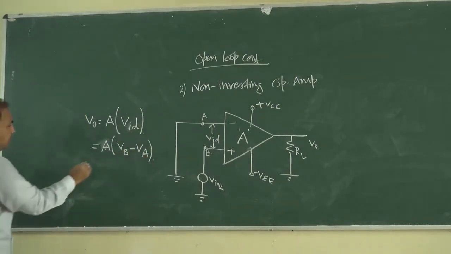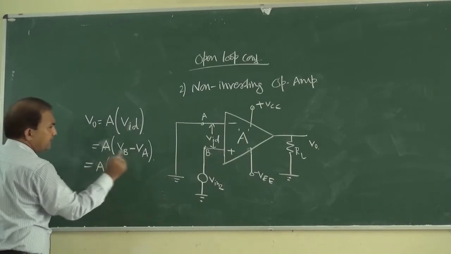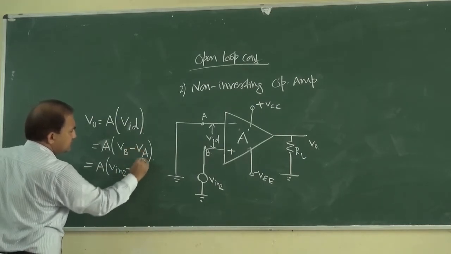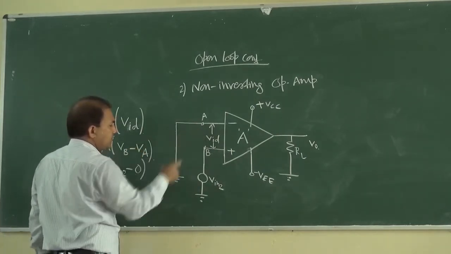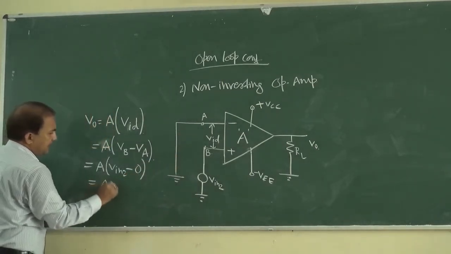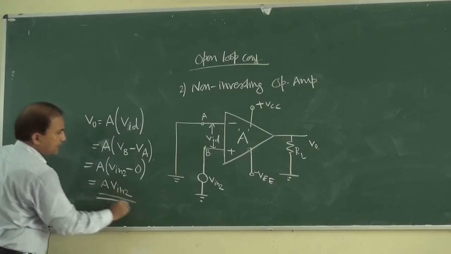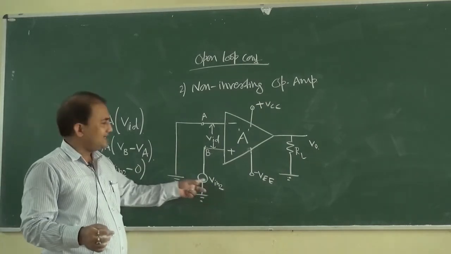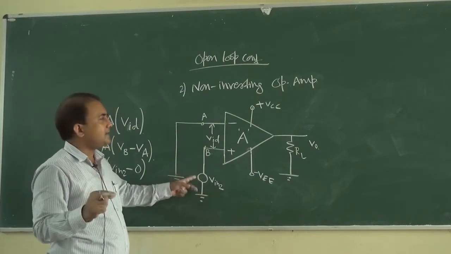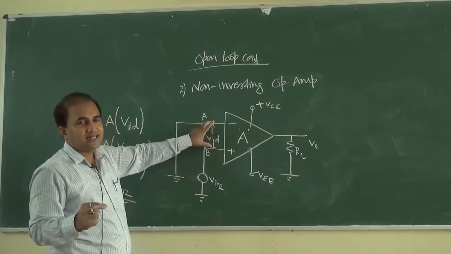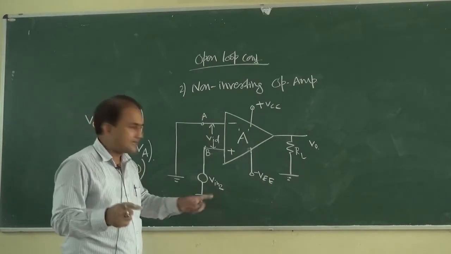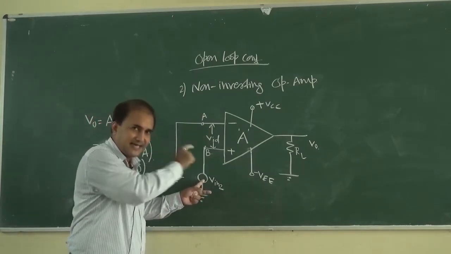Okay, so it is equal to A into VB, it is equal to A into minus VA, it is equal to 0, as VA is connected to ground. So it is equal to A into V_in. Why is it V_in? Because the internal resistance of this voltage source is very small as compared to the very high input resistance of this operational amplifier, so we can neglect the internal resistance of the voltage source in this case.